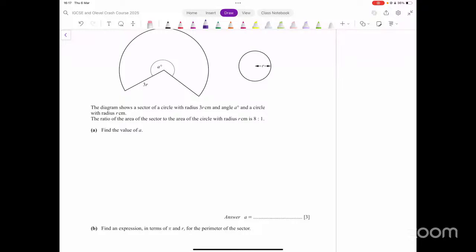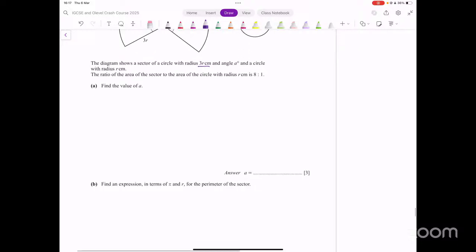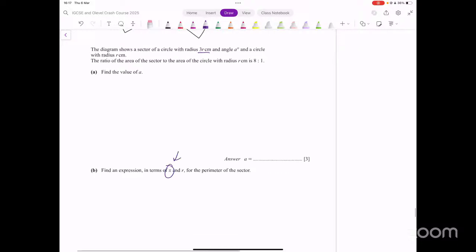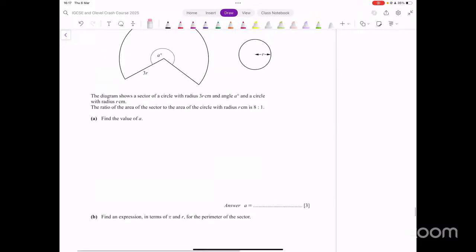The diagram shows a sector of a circle with radius 3r centimeters. Sometimes they would want you to give your answer in terms of pi. In that case, just make sure that you don't put pi on your calculator to convert it to a decimal. Just do your working in terms of pi. Okay, now let's see how that would be done using this example.